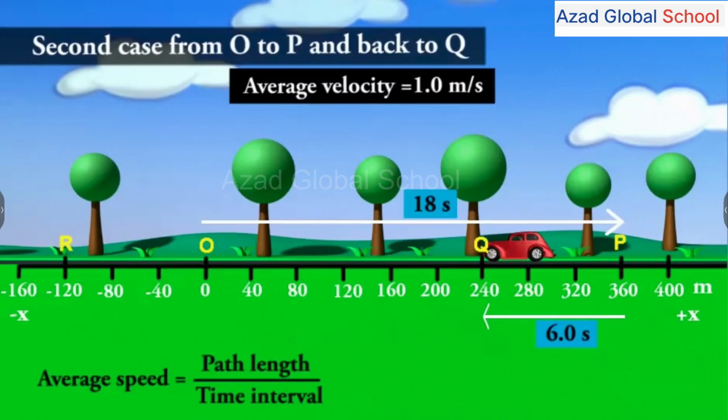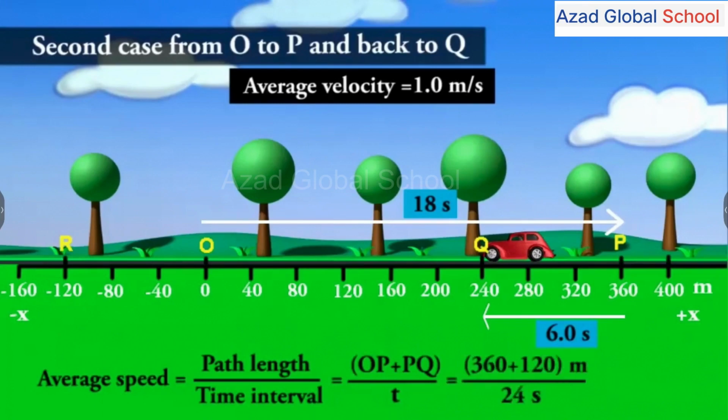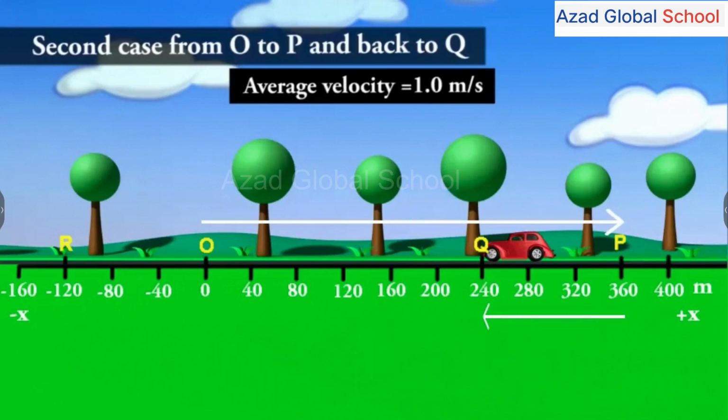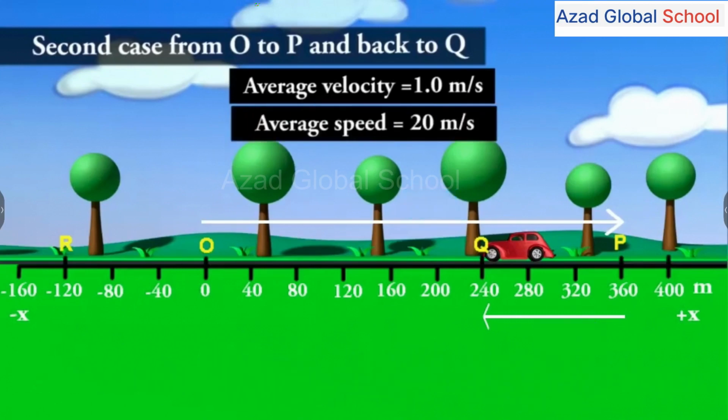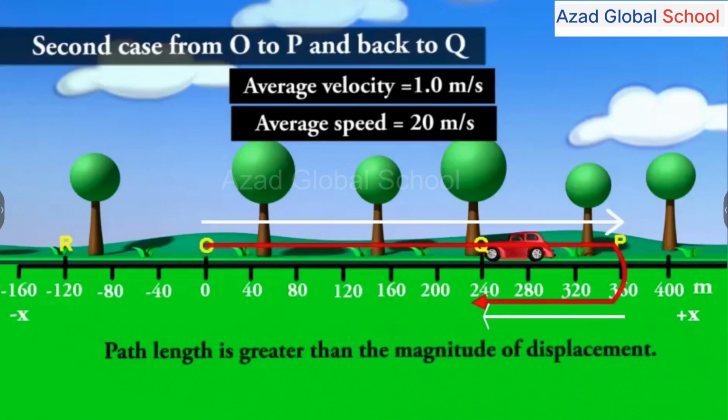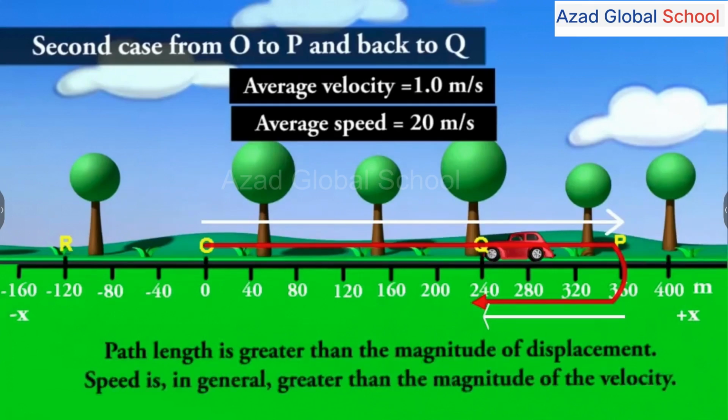Average speed is equal to path length upon time interval, which is equal to (OP plus PQ) upon T, which is equal to (360 plus 120) meter per 24 second, which is equal to 20 meter per second. Average speed is equal to 20 meter per second. Thus, in this case, the average speed is not equal to the magnitude of the average velocity. This happens because the motion here involves change in direction so that the path length is greater than the magnitude of displacement. This shows that speed is in general greater than the magnitude of the velocity.